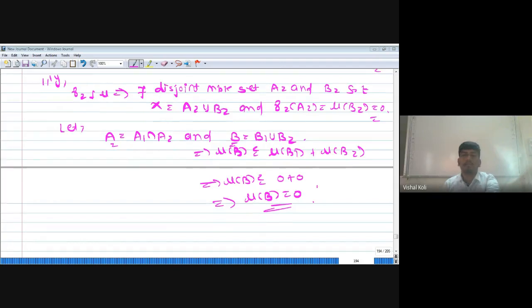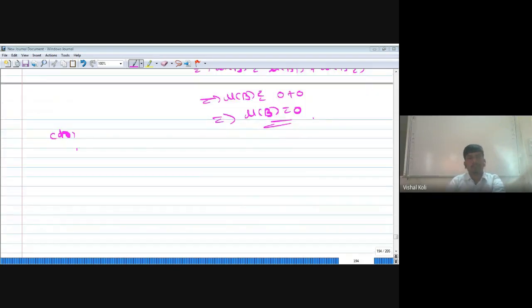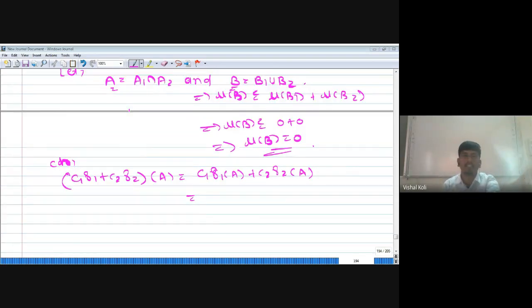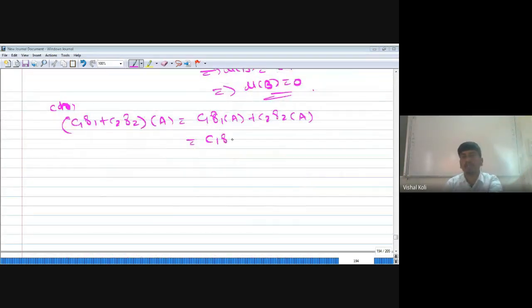Now consider C1 gamma 1 plus C2 gamma 2 of the set A, which is nothing but C1 gamma 1 of the set A plus C2 gamma 2 of the set A. But here we have defined A as A1 intersection A2. Therefore, this is C1 gamma 1 of A1 intersection A2 plus C2 gamma 2 of A1 intersection A2.